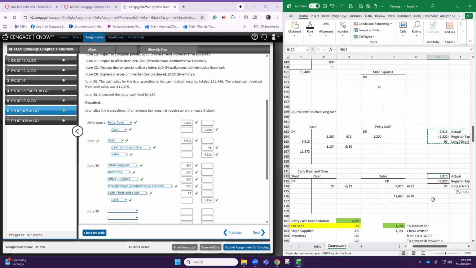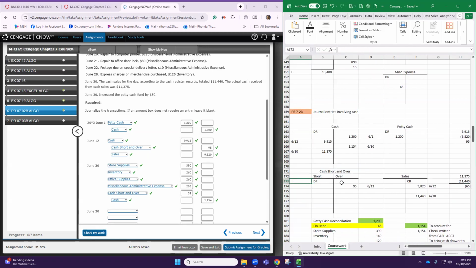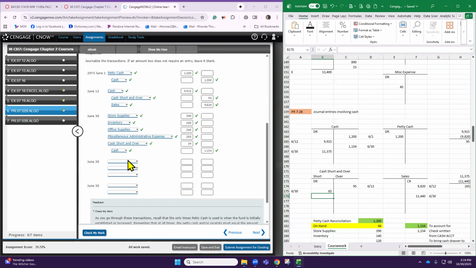Okay, so once again, the actual is 11,375. The sales are 11,440. And I've got to put a negative in for this so that it knows to subtract it. So it is short. Okay, if a negative number shows up, it's short. Okay, and short goes on this side. So we're going to put 630. And it's $65. $65 short. Okay, so let's do that.